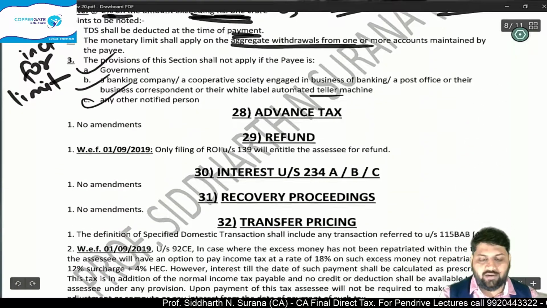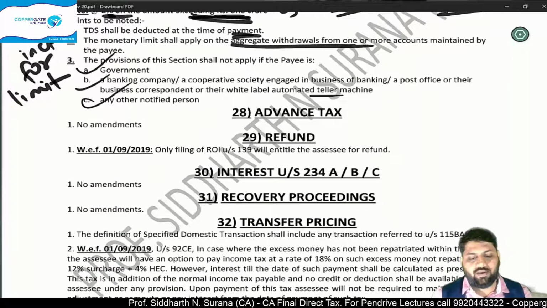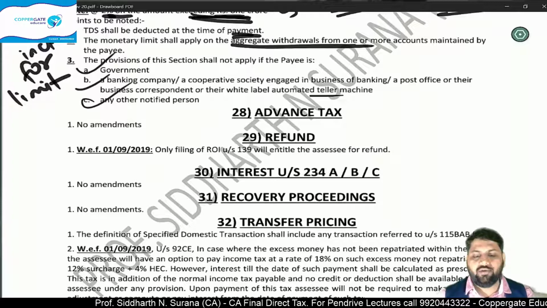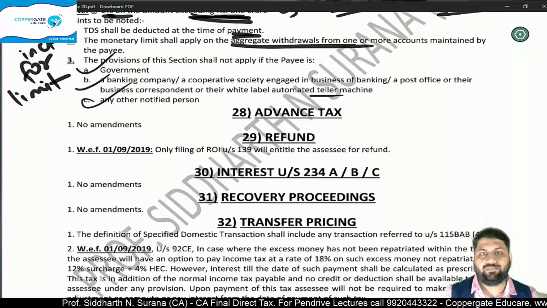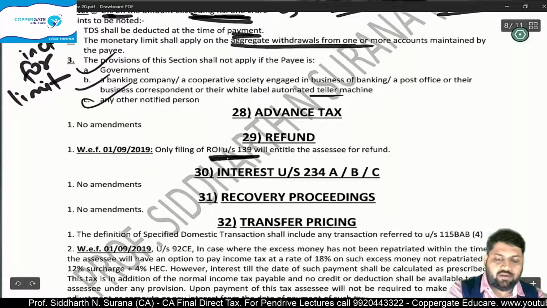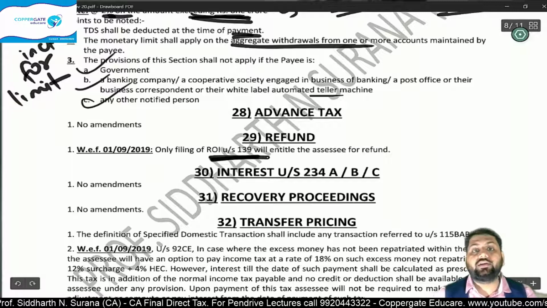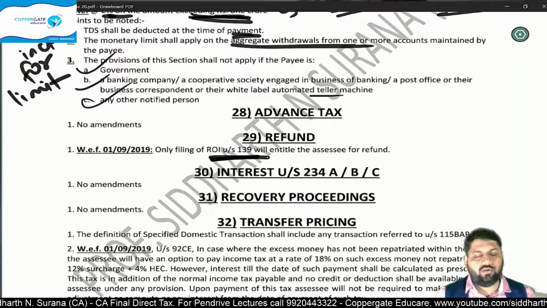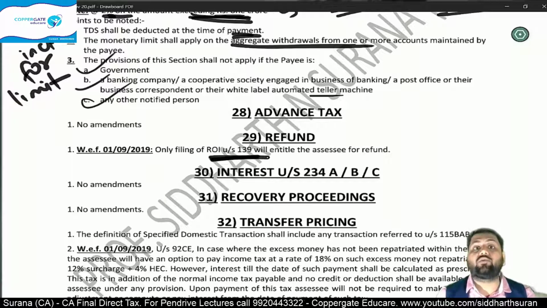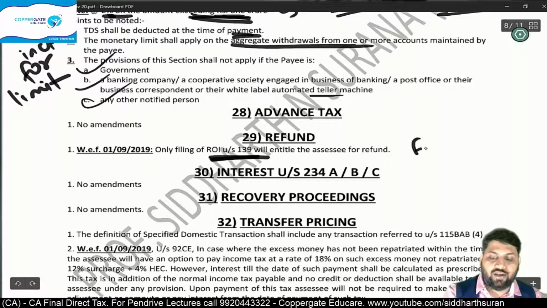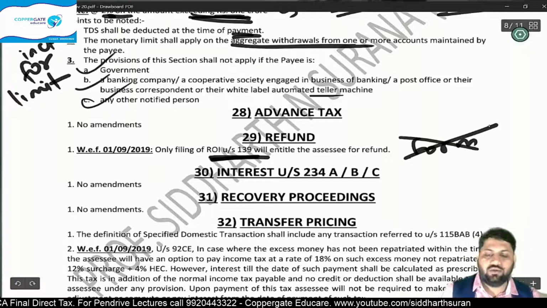Let's go ahead. Advance tax, there is no amendment. In the refund chapter, a small amendment: now you can get your TDS refund, or any refund, advance tax, TDS, any refund only by filing ROI. So that system of filling up a form is now eliminated.